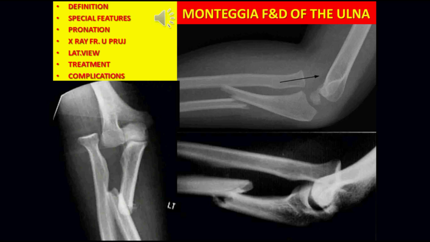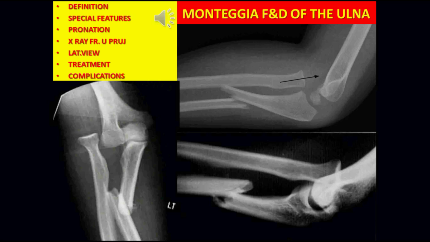Monteggia fracture dislocation. Monteggia was an Italian orthopedic doctor who described this injury: fracture of the shaft of the ulna associated with disruption of the superior radio-ulnar joint and dislocation of the radiocapitellar joint.